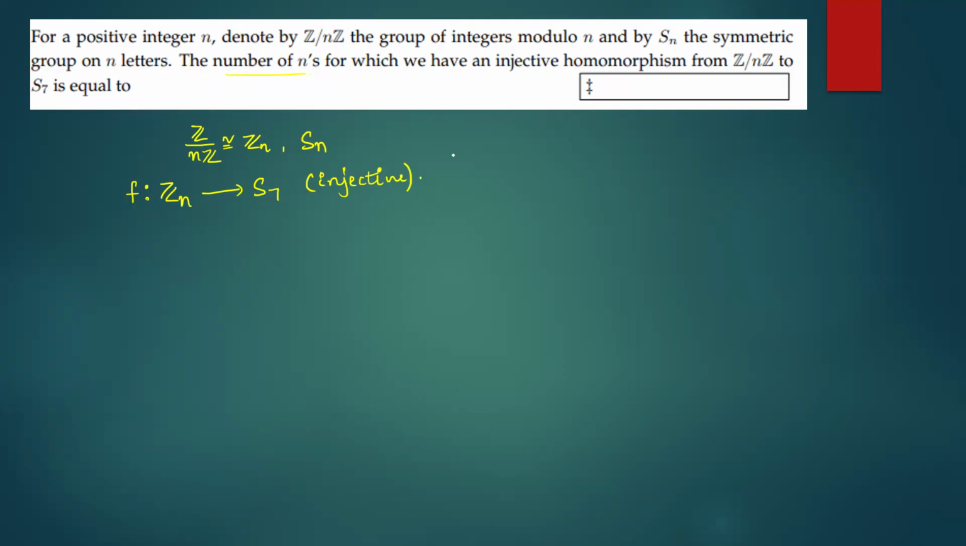And if we have any injective homomorphism, then the kernel of the homomorphism is always the identity, and the kernel of a homomorphism is a subgroup of the domain group. So here our domain group is Zn, so in this case the kernel of F is the singleton 0. Now let's quickly recollect the first isomorphism theorem.